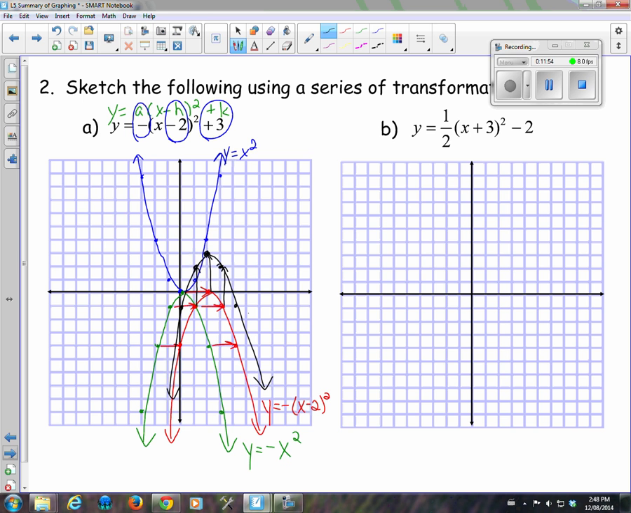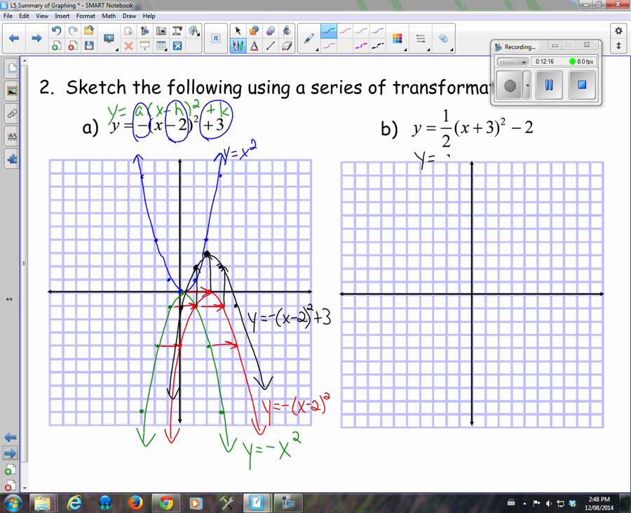And there we go. So we took our negative, and we used our -2 and moved it over, and we used our +3 and moved it up. And that's how you graph using a series of transformations. You start with the basic shape, and you move the graph what each number does. So let's look at B.